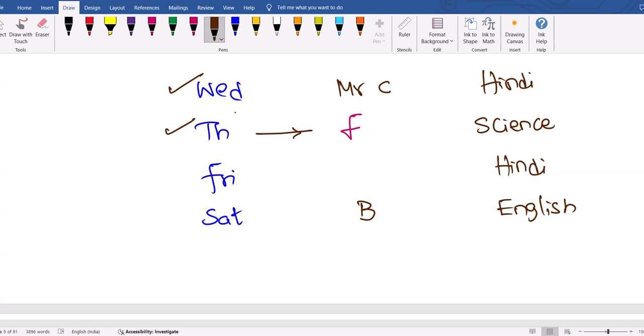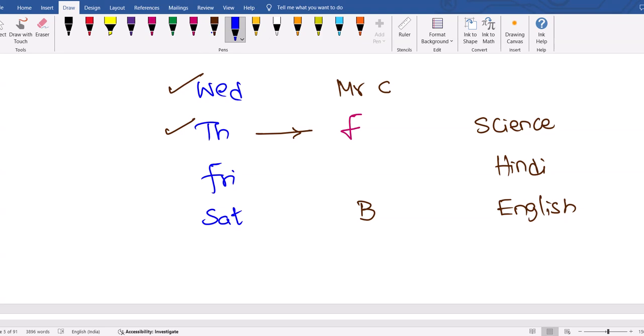Wednesday, Hindi not allowed, science not allowed, not because of C. C's subject is not given in the question. What is the subject for C is not mentioned. C can take Hindi also, no issue. There is no question regarding that. But I am eliminating Hindi here. The reason behind that: Wednesday we should not insert.